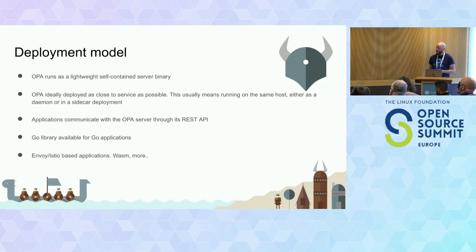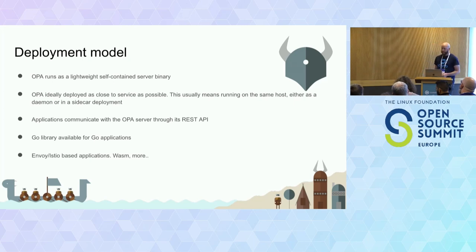As for deployment, OPA is a self-contained, lightweight binary. I think it's like 50 megabytes or so. And the common deployment model, again, we're working with distributed systems, is not that you'd run one gigantic OPA server, but rather that you deploy OPA inside of your services or as close as possible to your services. One benefit is that you can distribute whatever policy and data is needed only for that particular service, but also that you keep the latency down to a minimum.